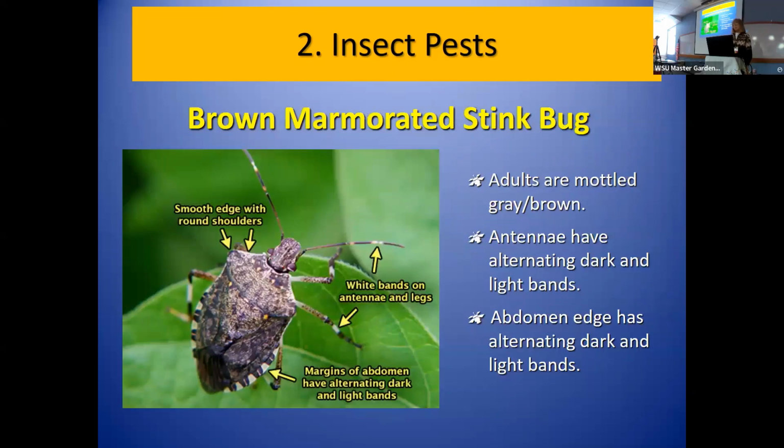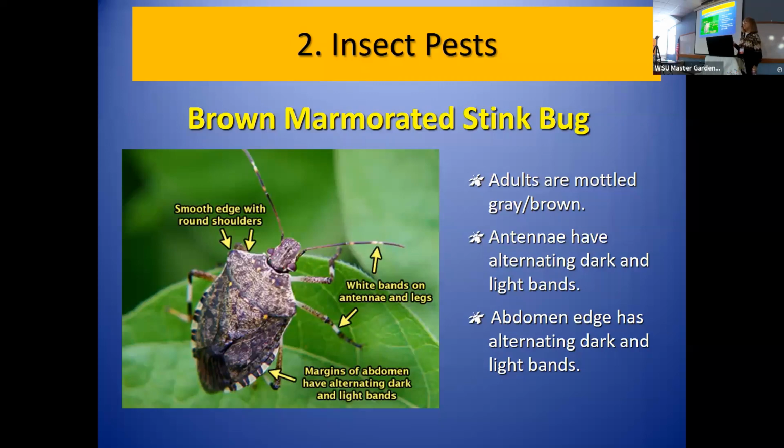And the last insect that we're going to look at is the brown marmorated stink bug. So they get the name marmorated because they have this mottled appearance, kind of brownish gray. And one of the things that you'll notice is that they have these alternating bands on their legs and their antenna. They go light, dark, light, dark. Notice the rim of their abdomen, these alternating bands of light, dark, light, dark.